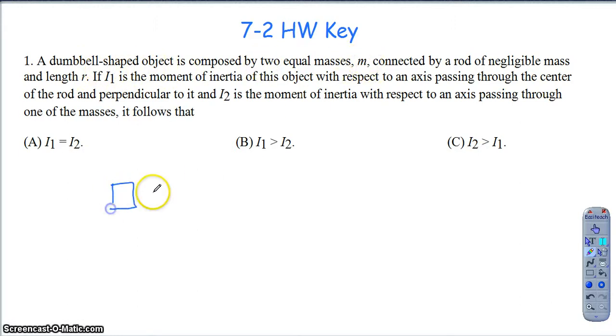So basically I've got one mass over here, I have a thin rod, and then another mass over here, the same mass. And it does tell us, I believe, yeah, the rod length. The rod is going to be negligible mass, so I'm not worried about the mass of that.